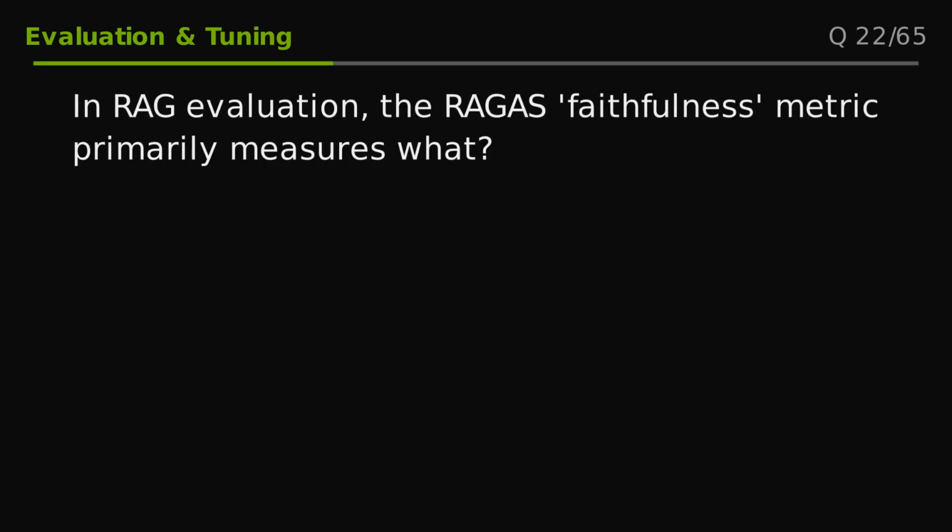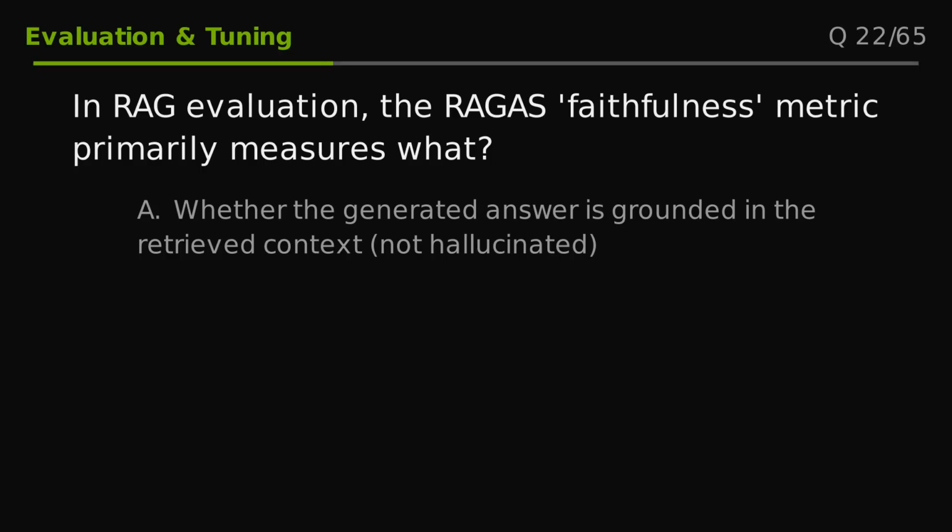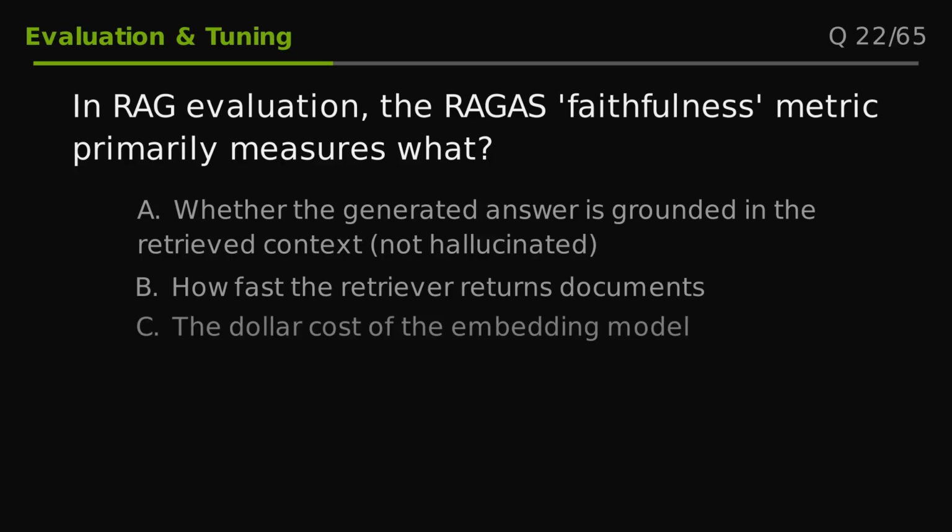Question 22. In RAG evaluation, the RAGAS faithfulness metric primarily measures what? Option A. Whether the generated answer is grounded in the retrieved context, not hallucinated. Option B. How fast the retriever returns documents. Option C. The dollar cost of the embedding model. Option D. The number of GPUs used for serving.